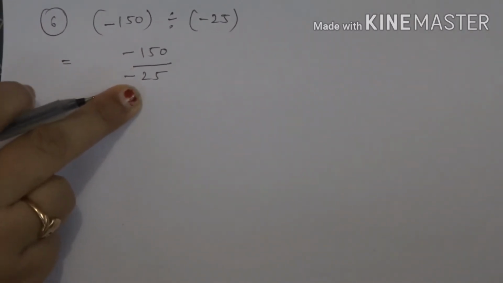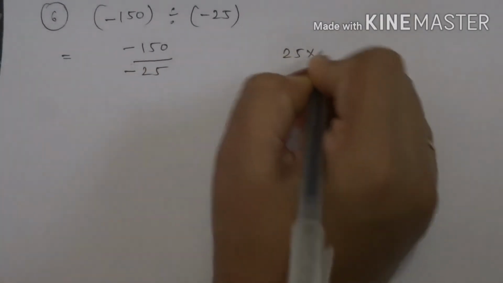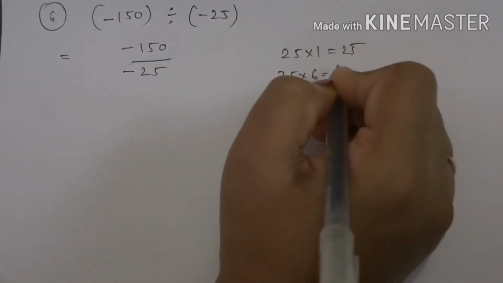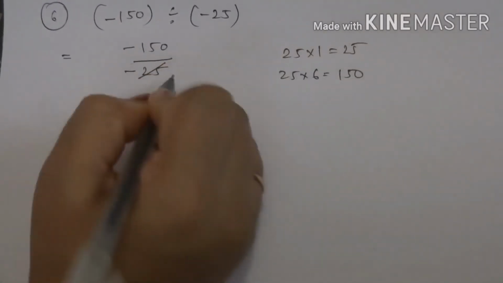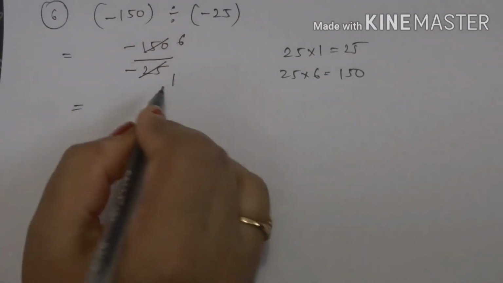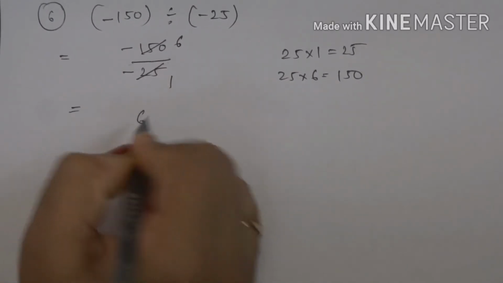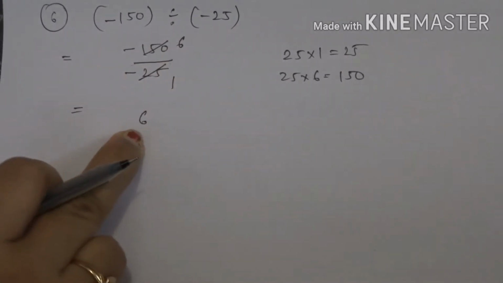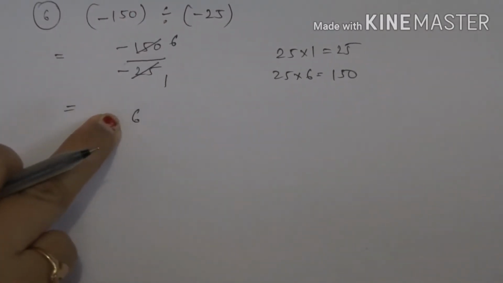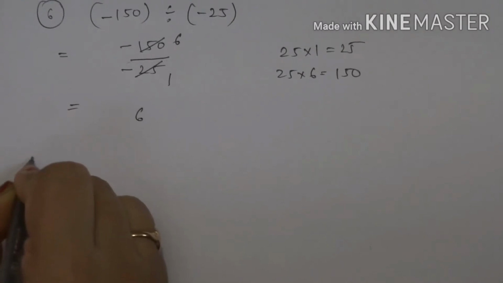Now children, here 25's table, 150 is directly coming. So 25 1s are 25, 25 6s are 150. So 6 upon 1. If the denominator is 1, no need of writing it. We can write only the numerator, which is 6. And see the sign: minus minus is plus, plus we are not putting, it is understood. So the answer is 6. Now children, let's see the 7th sum.